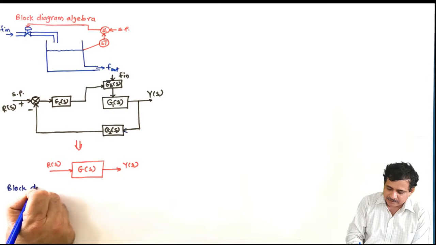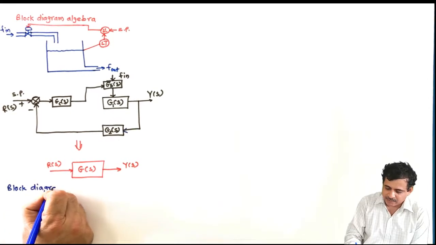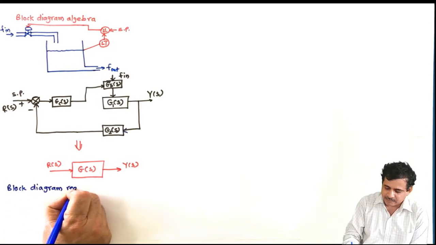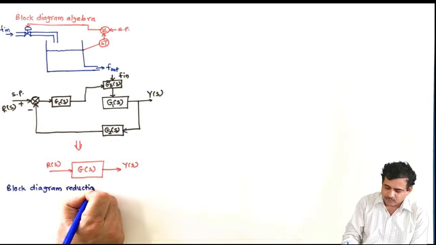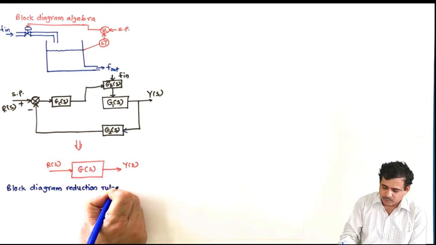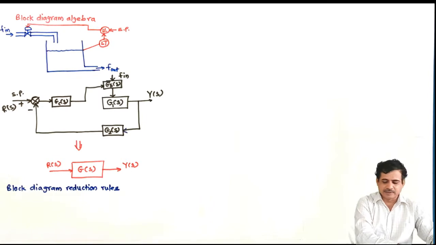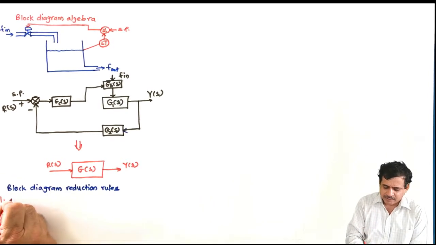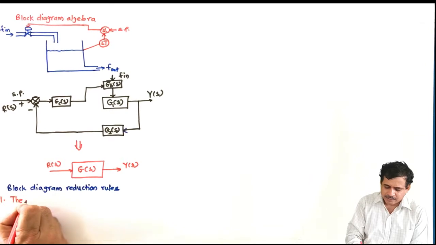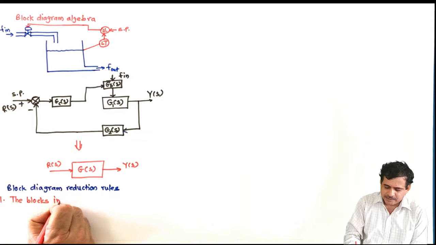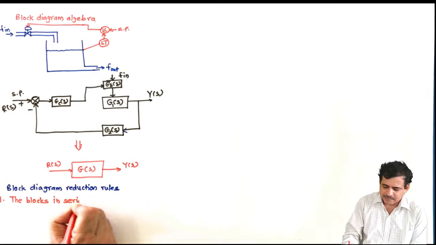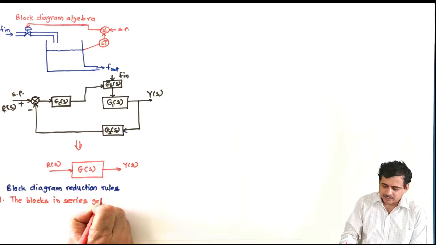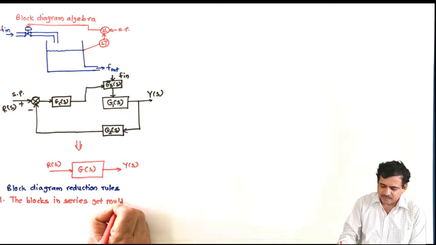Block diagram reduction rules. In all, there are 10 rules. So one by one we will see. We start with very simple. The blocks in series get multiplied.